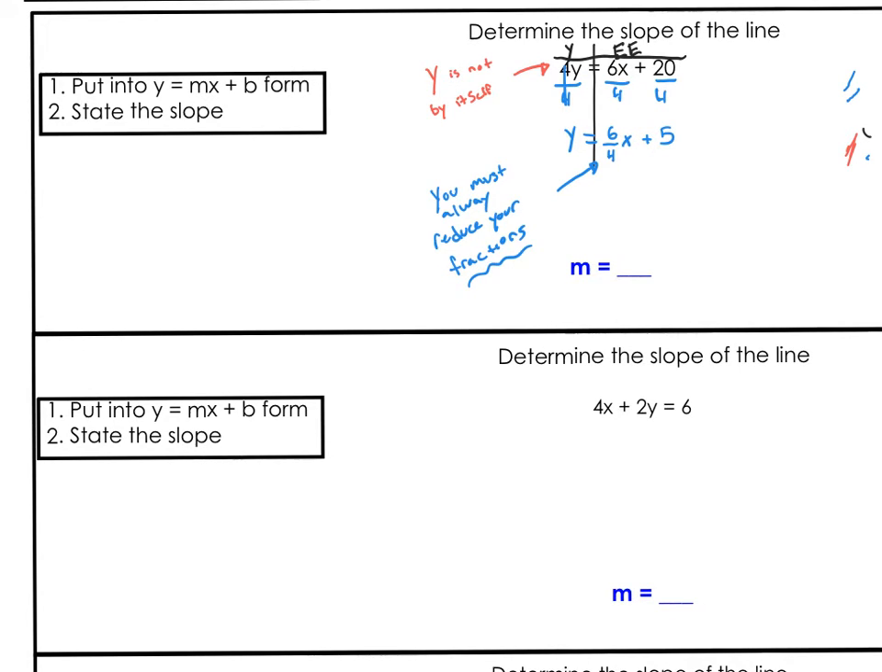You've got to reduce that fraction, okay? You can't leave it like that. So 6 over 4 is reducible. We're going to rewrite that as y equals 3 over 2. We just divide the top and the bottom by 2, x plus 5. And that is our final equation.